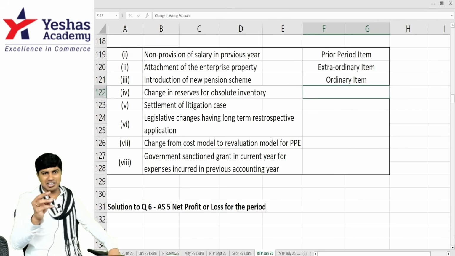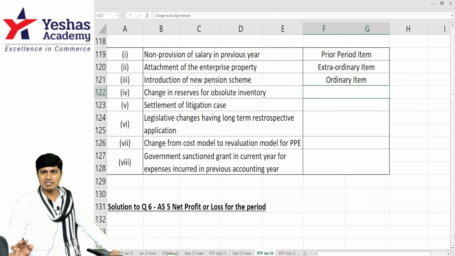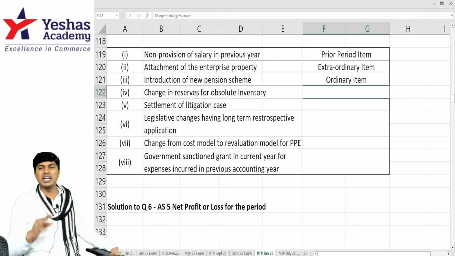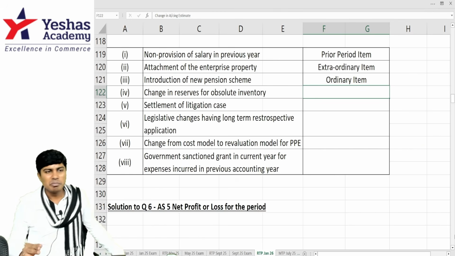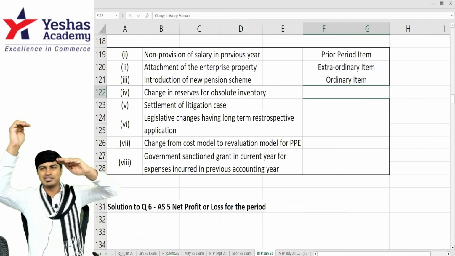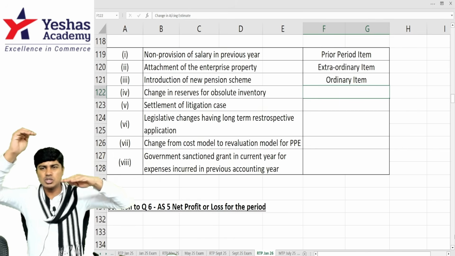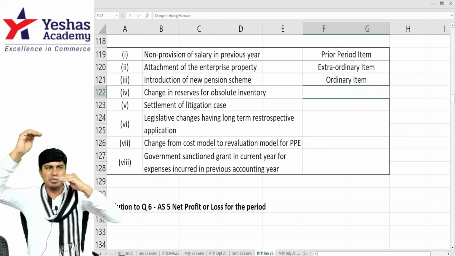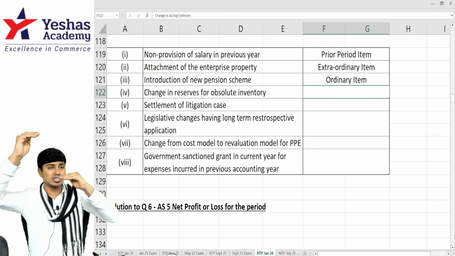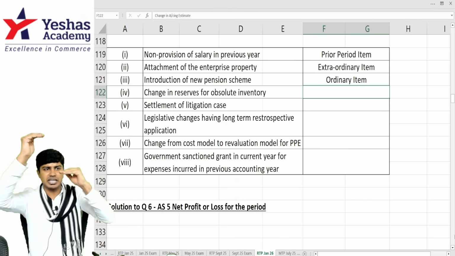Then, change in the reserves for obsolete inventory. Some inventory of the entity is valued at cost or NRV, whichever is less. It is obsolete, meaning outdated inventory. Nobody is willing to buy it at 100 rupees, people are willing to buy at 80. It is outdated, out of stock, slow moving inventory. So I'll value it at 80, NRV being less than cost. NRV is 80, cost is 100, I value it at whichever is less, which is 80.